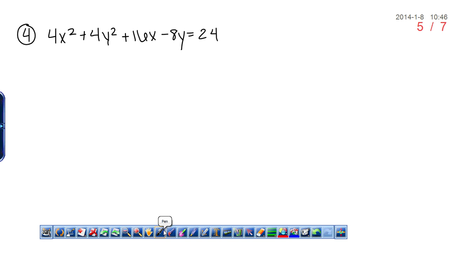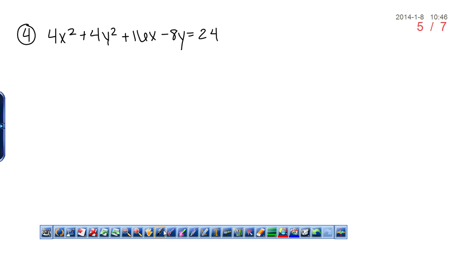4x squared plus 4y squared plus 16x minus 8y equals 24. Okay, so the first thing I might notice here is that all of those coefficients and constants are divisible by what? They're all divisible by 4. Remember that when we complete the square, the coefficient of x squared or y squared has to be positive 1. So if you can get rid of the coefficients to make your life easier, definitely do it.